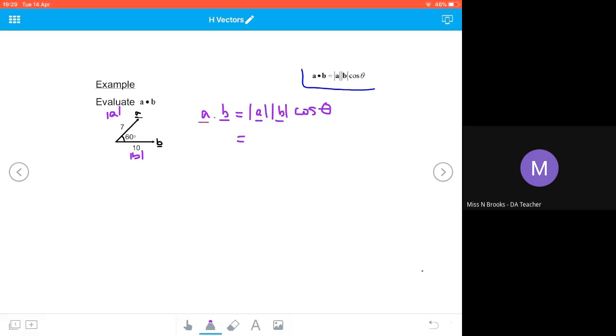So we're saying that a dot b equals 7 multiplied by 10 multiplied by cos 60. Now, if you put cos 60 into your calculator, making sure that it's in degrees mode and not radians mode, you'll find that cos 60 equals a half. Later on in the course, when we start doing exact values, that may be something you would need to know for a non-calculator paper question. 7 times 10 is 70, multiplied by a half gives us 35, which gives us our numerical value for a dot b. So for this particular diagram, our scalar product equals 35.